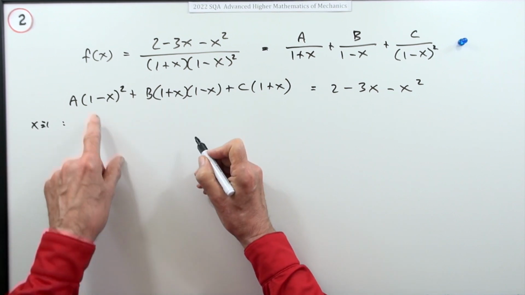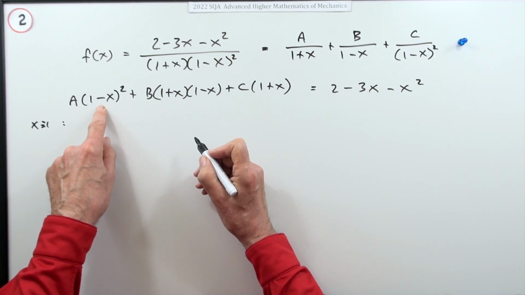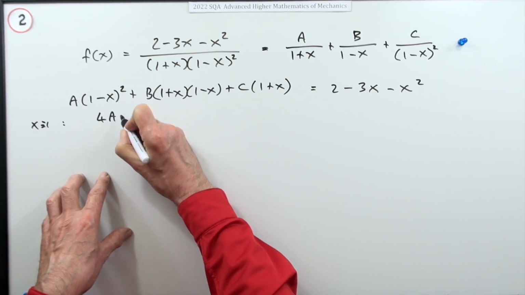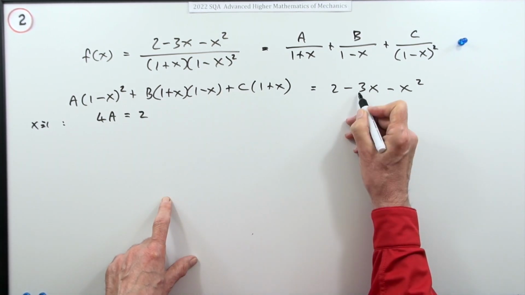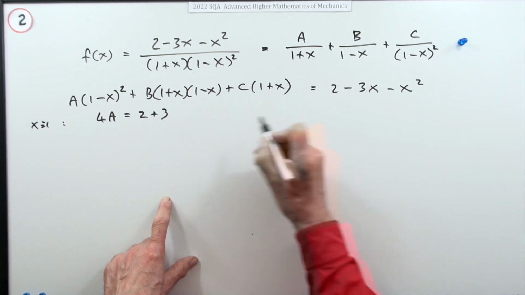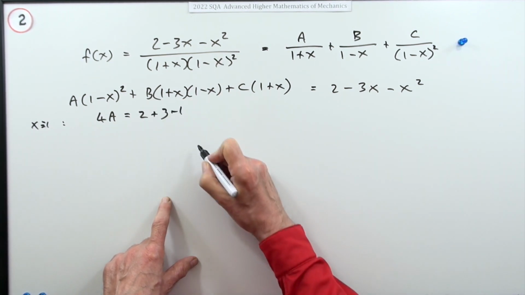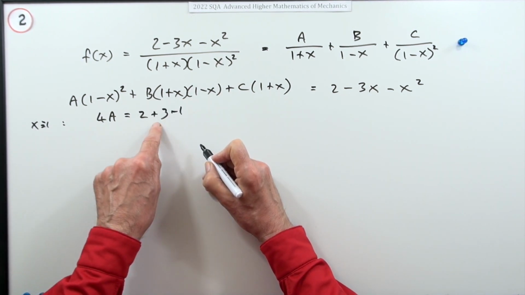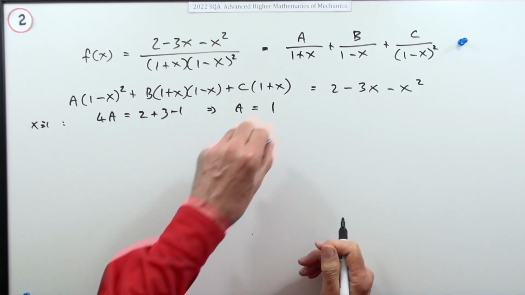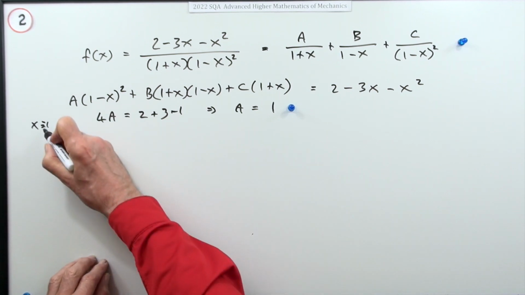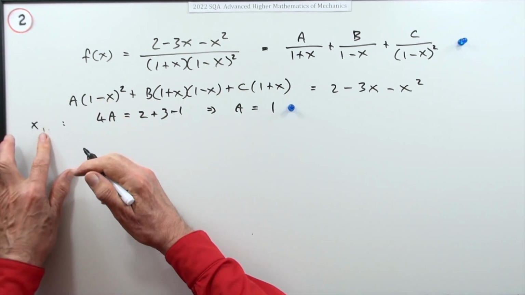-1. 1 take away -1 would be 2. 2 squared is 4. I'd have 4a. And put -1 into this gives me a 2. And a plus 3. -1 squared is 1, but minus a 1. So 4a equals 4, which means a equals 1. Now you get the first mark. That's meant to be equals -1 there.